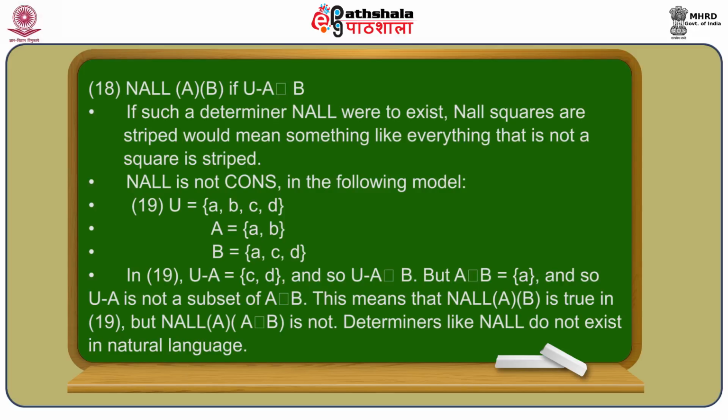You can very easily check this in a model in which the universe consists of a, b, c, d. A consists of a, b, and B consists of a, c, d. Here, U minus A is c, d, and so U minus A is a subset of B, but A intersection B equals a, and so U minus A is not a subset of A intersection B. So this means that null A, B is true in 19, but null A, A intersection B is not. Determiners like null simply do not exist in natural language.